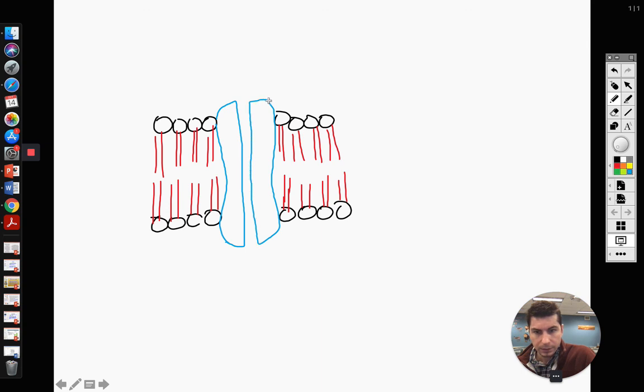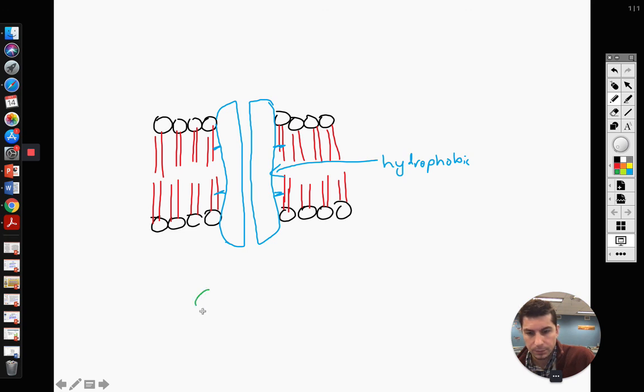Okay. Now, if you look at this, most of our membrane protein here, this area right here is going to be hydrophobic. How do we know that? Well, it's going to cling to our fatty acid tails here. If it was not hydrophobic on the outside of it, it would literally just slip right out of the cell membrane.